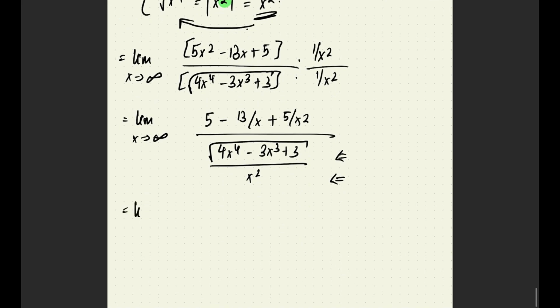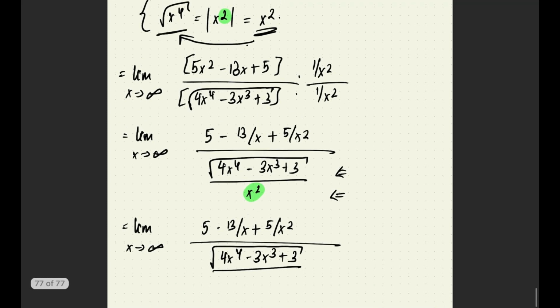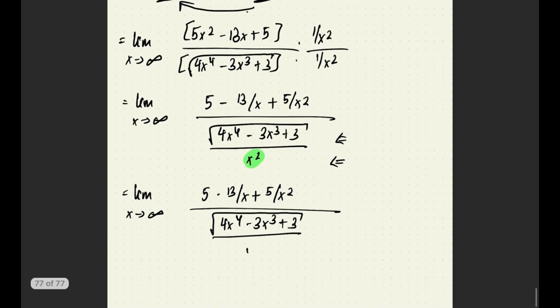So that gives us the limit as x approaches infinity. I'll just copy everything down, divided by, now instead of writing this x squared, I can write the x squared as the square root of x to the 4. Okay, so I'll write this as the square root of x to the 4. So now this term here has a power of half because it has a square root, and this term here also has a power of half. So they are the same powers.